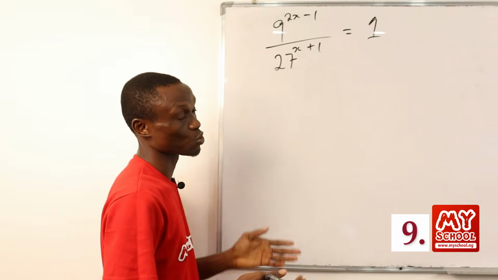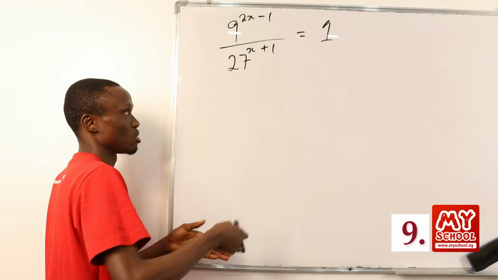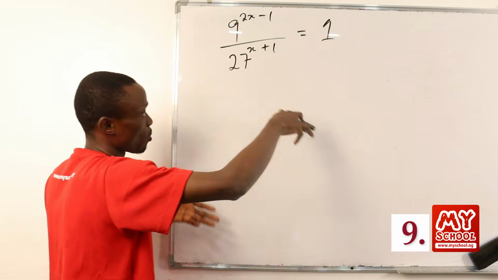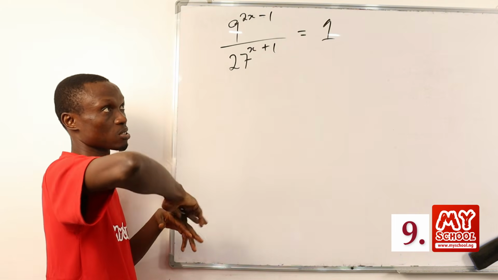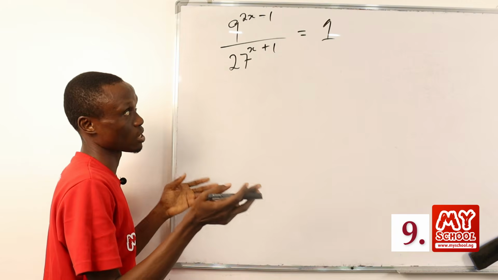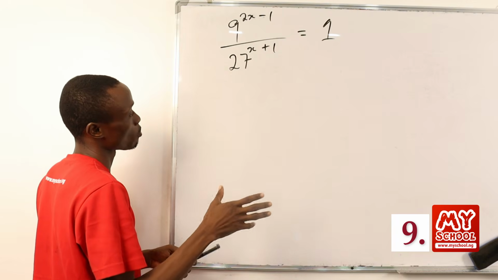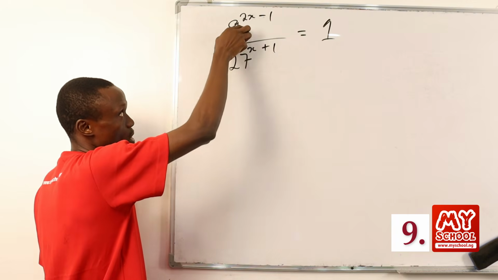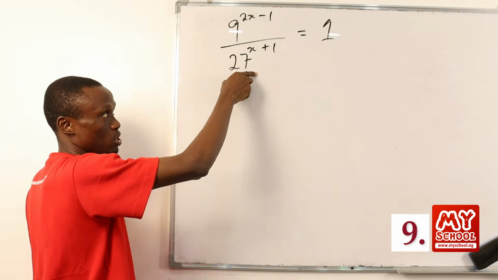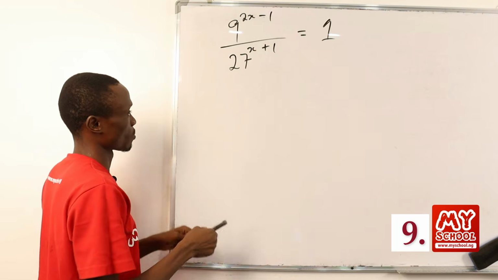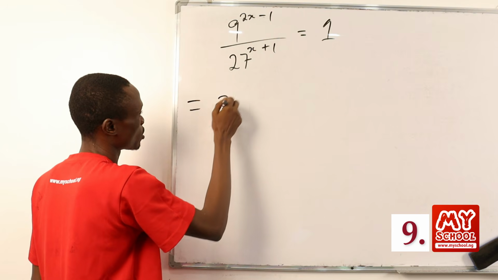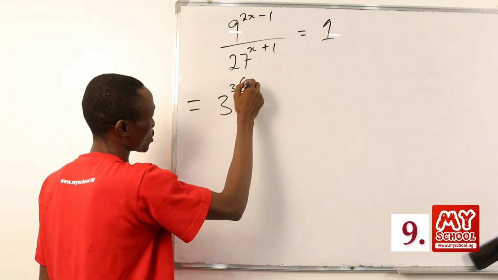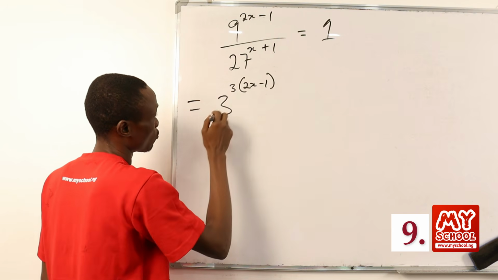So basically, there are two ways in which you can solve this question. You can decide to first of all cross multiply, or you can decide to just simplify or evaluate directly. So that's what I'm going to do. Okay, so what I'm going to do first of all is just to make the base of 9 here to be the same as the base of 27. Okay, so this will be equals to 3 raised to power 3, then raised to power 2x minus 1 for the numerator.